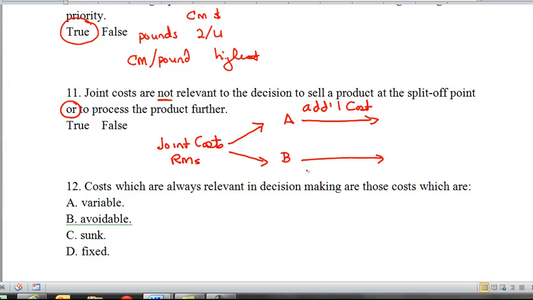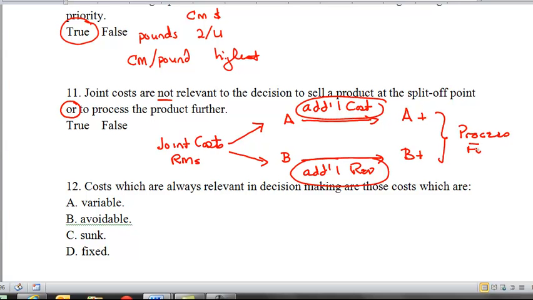But we want to compare that to the additional revenue that we could earn from processing it. And once we get to here, we have two new products, A plus and let's say B plus. The only thing that's relevant once we're talking about processing further is the additional cost and the additional revenue, and whether the additional revenue is greater than the additional cost. So joint cost is irrelevant when you're talking about should I process further. Which is why this is false.